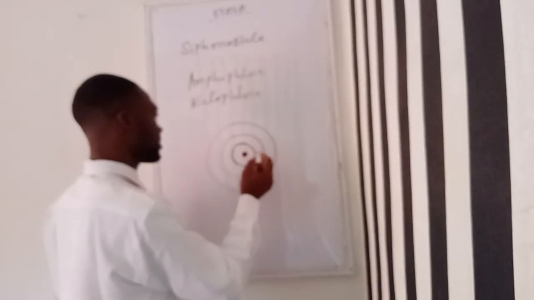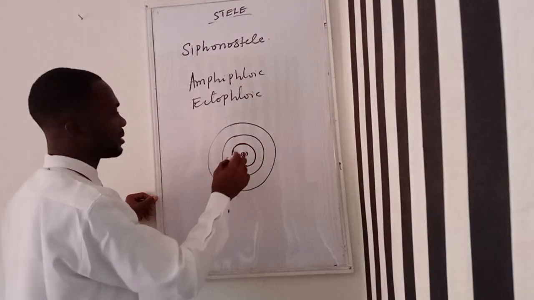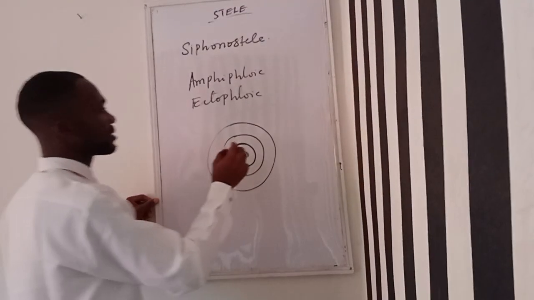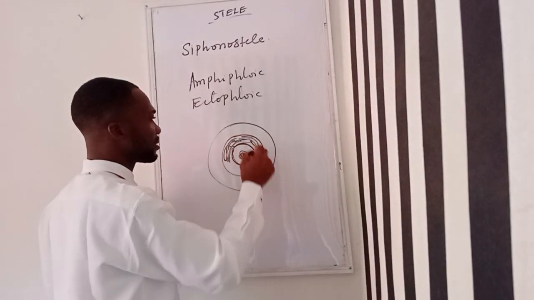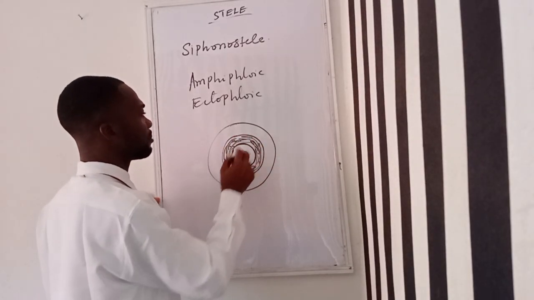So let's take this as the pit. This is the pit. Then this pit now has the shaded part. Let's call the shaded part the xylem.